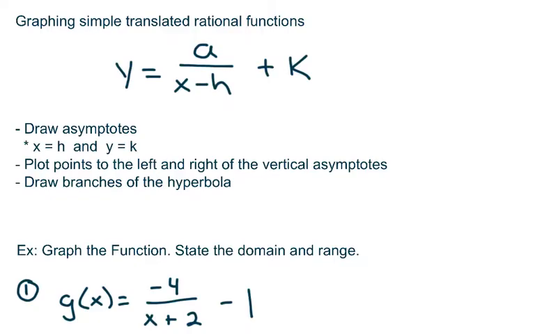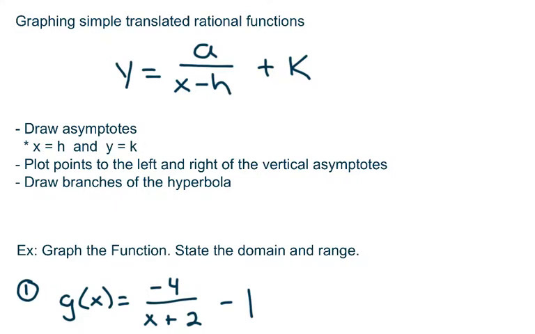All right, I made mention of translations, and we can translate rational functions. The rules are exactly the same, thinking about translations, sliding left to right or up and down. So the simple translated rational function, y equals a over x minus h plus k on the end. Here's your steps down here. That would be your steps for graphing these simple translated rational functions.